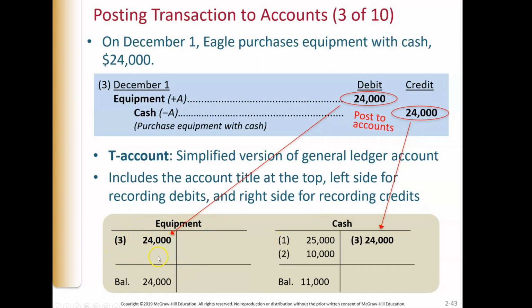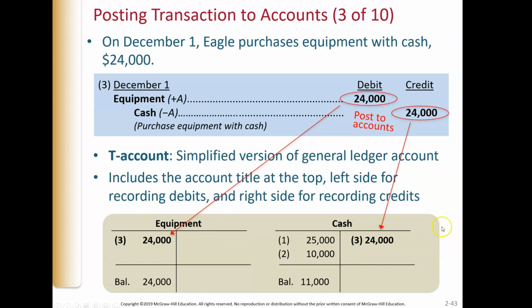So this is what it looks like. And we just referenced the journal. Number 3, this was number 3 journal entry. And here we just referenced 3. If we want to know what that 24,000 is, then we go back to number 3 in the journal entry and look. So we're debiting equipment and we're crediting cash.